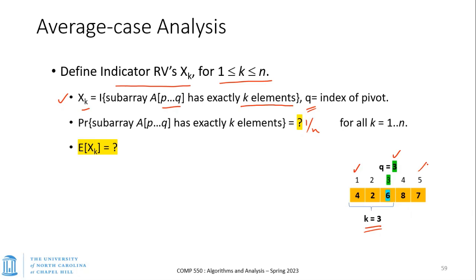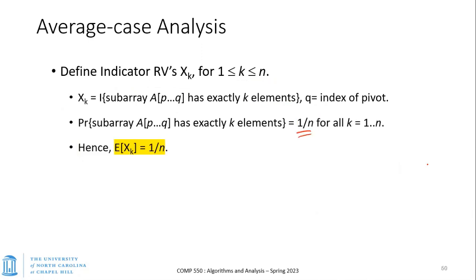So the expected value of x sub k, remember that for indicator random variables, it's 0 times the probability that the event doesn't happen plus 1 times the probability that it happens. So it generally comes out to be the same. It's simply equal to the probability that that event took place.